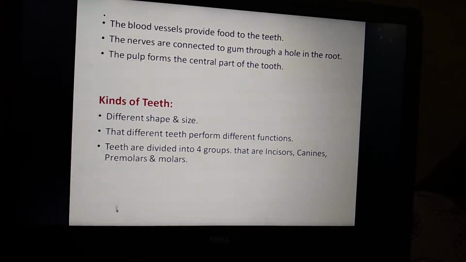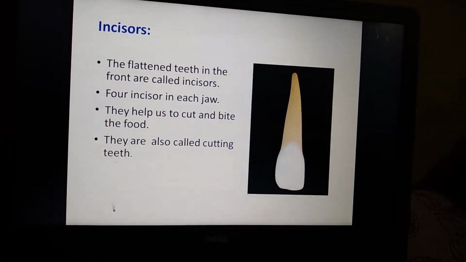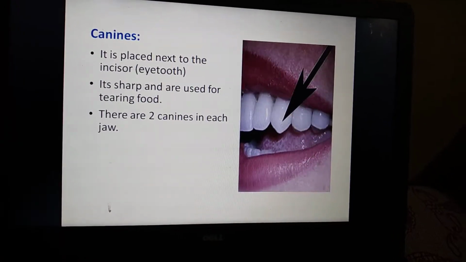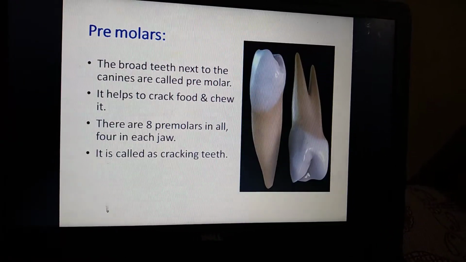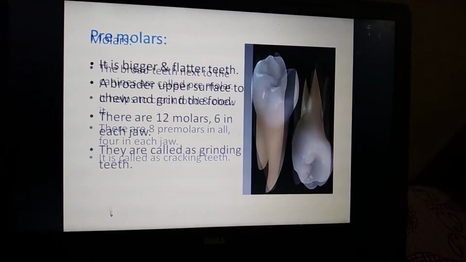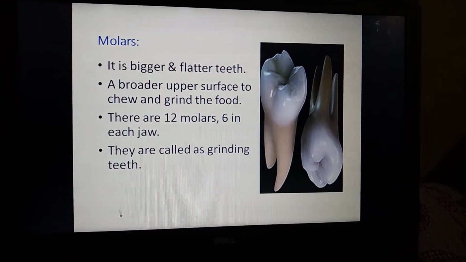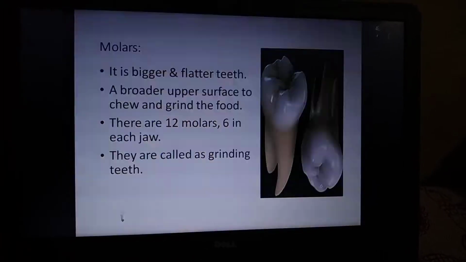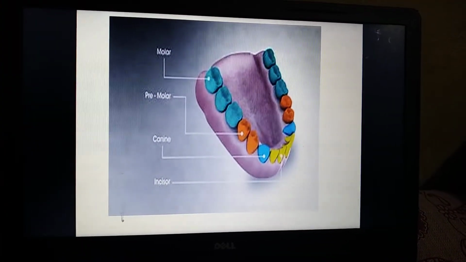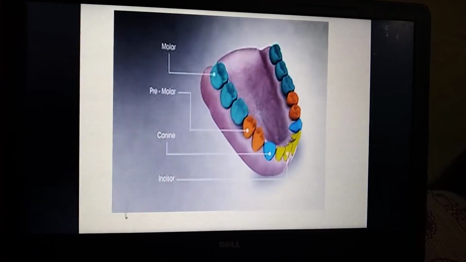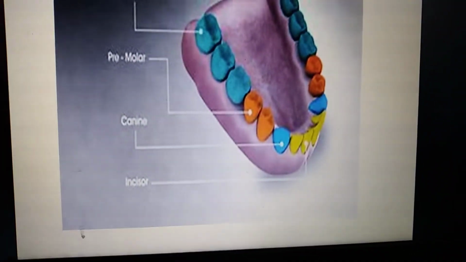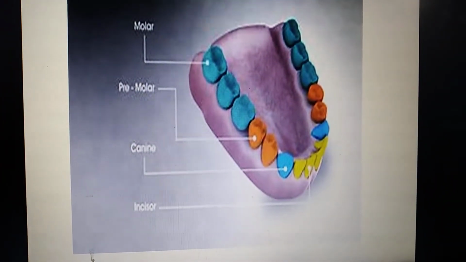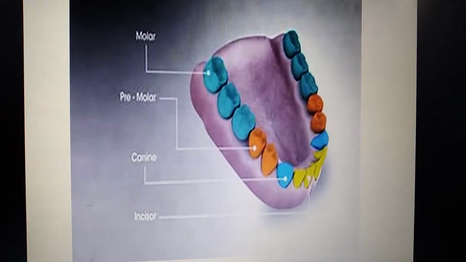And next we have seen the kinds of teeth. The first one is the incisor, the second is the canines, the third is the premolar, and the fourth is the molars. Okay, and the next topic is tooth decay. But before that, I want to show how the teeth are present in the lower jaw. The same way, they will be present in the upper jaw.